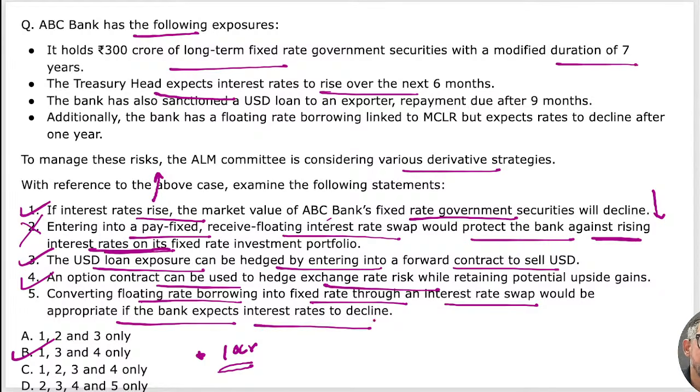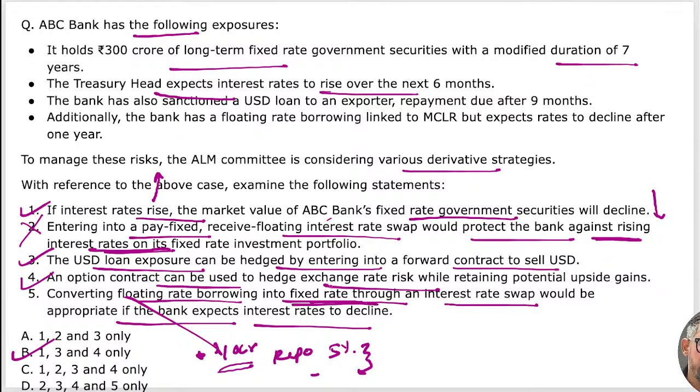So if interest rate is declining and you have a floating rate, let's say it is linked with repo. Suppose at that time repo is 5%. If repo comes down, it means you have to pay less interest, right?